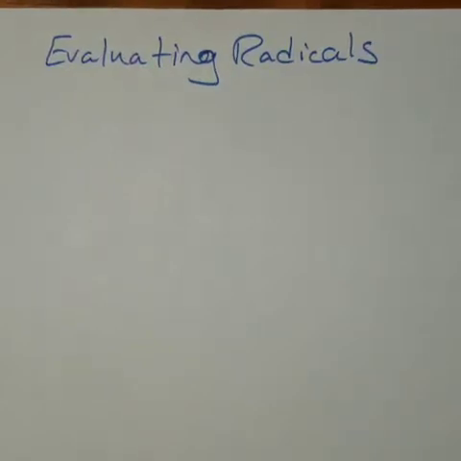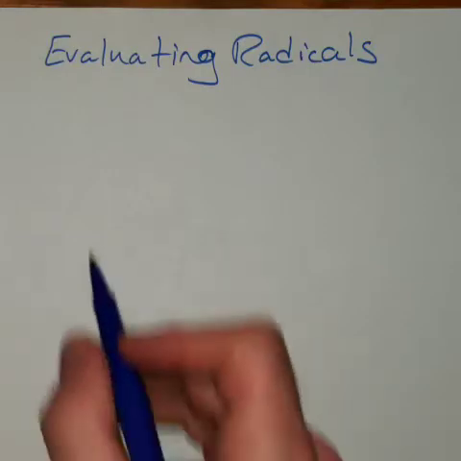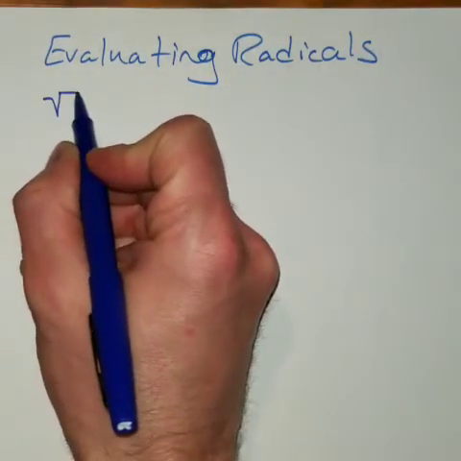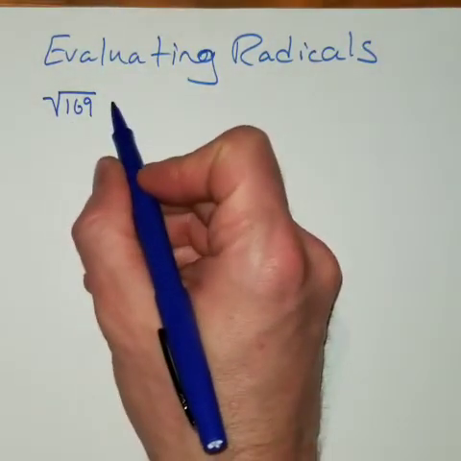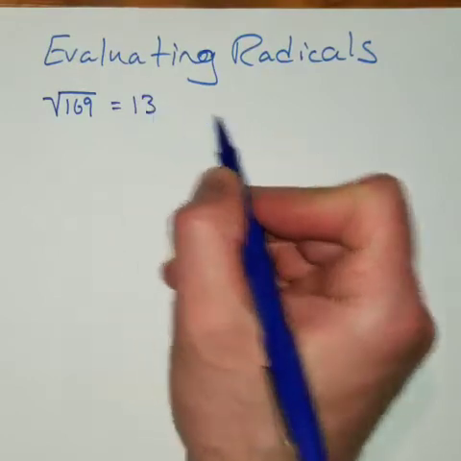Alright, so now we're going to do a bunch of examples of evaluating radicals. And most of these are going to come directly off of your perfect square or perfect cube lists. And so things like the square root of 169, of course, the number whose square is 169 is 13, so the answer to this is 13.